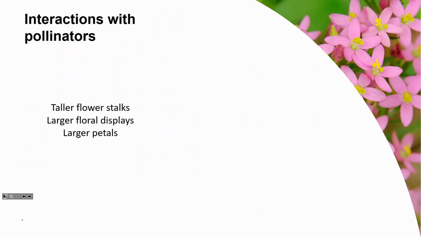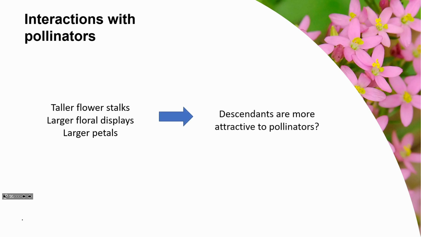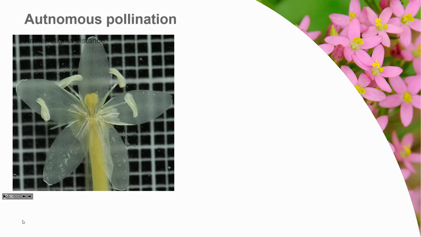So in general, we see taller flower stalks that make the flowers more visible, larger floral displays that are more attractive to the pollinators, and larger petals, which are also more attractive to the pollinators, all of them being compatible with the idea that the descendants have evolved to have their flowers to be generally more attractive to the pollinators.